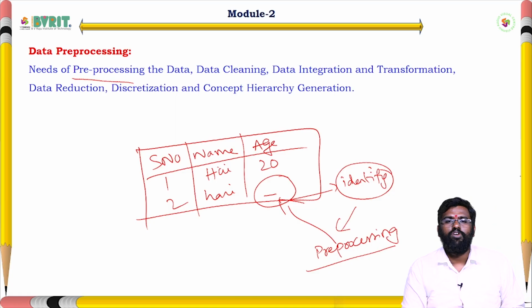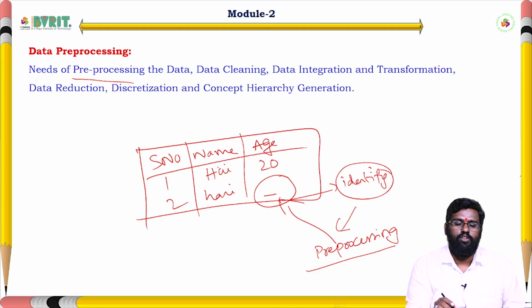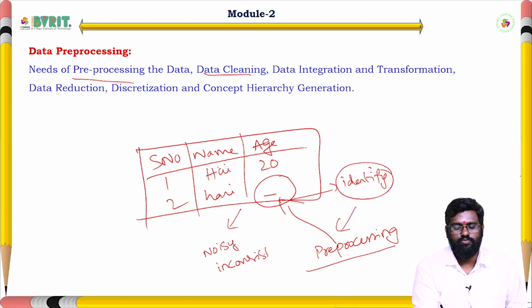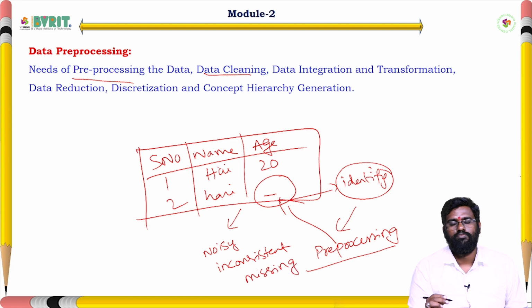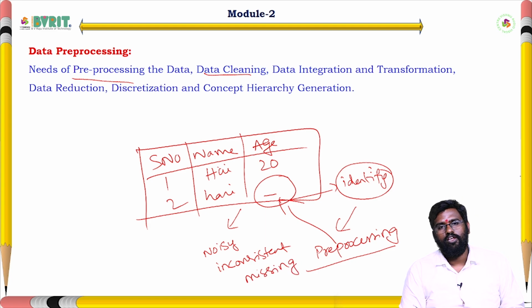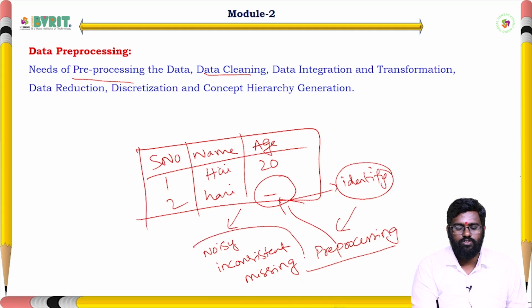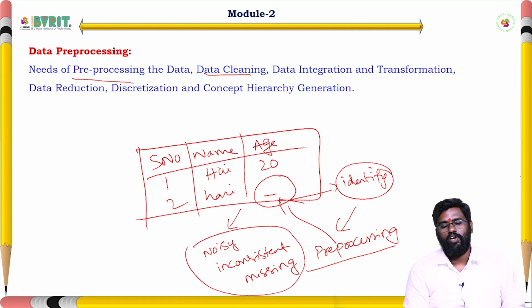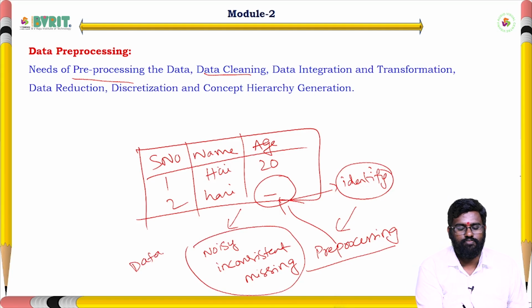So, we are having different types of steps for pre-processing. The first one is data cleaning. Data cleaning means it is used to remove 3 types of values: noisy values, inconsistent values, and missing values. This is about data cleaning.